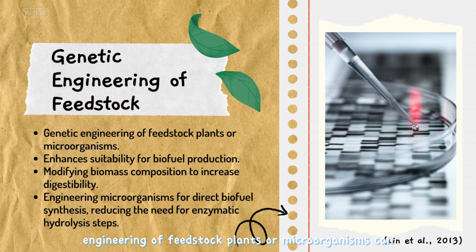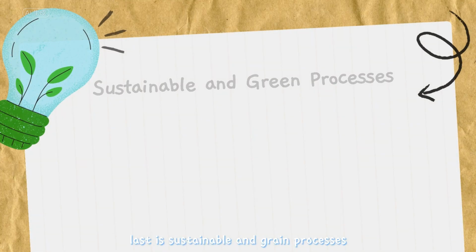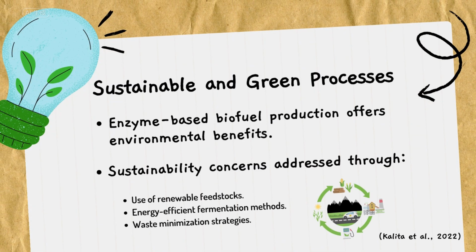Second is genetic engineering of feedstock. Genetic engineering of feedstock plants or microorganisms can enhance their suitability for biofuel production. This includes modifying biomass composition to increase its digestibility or engineering microorganisms for direct biofuel synthesis, potentially reducing the need for enzymatic hydrolysis steps.